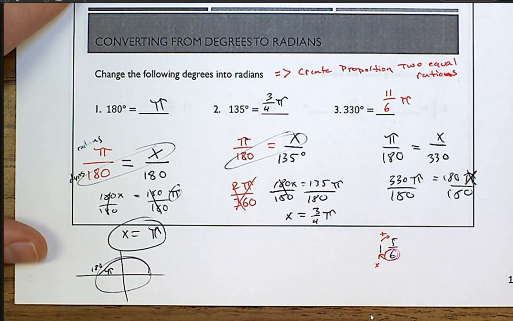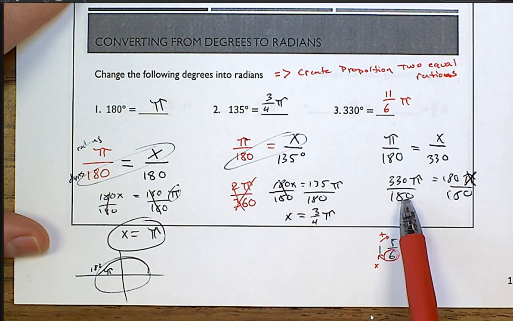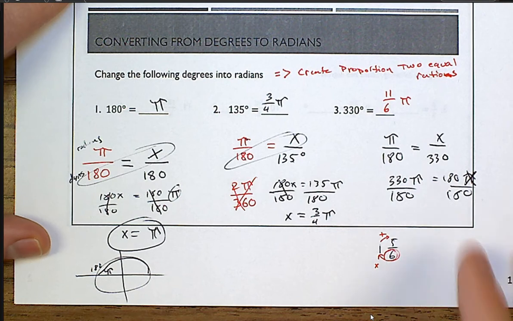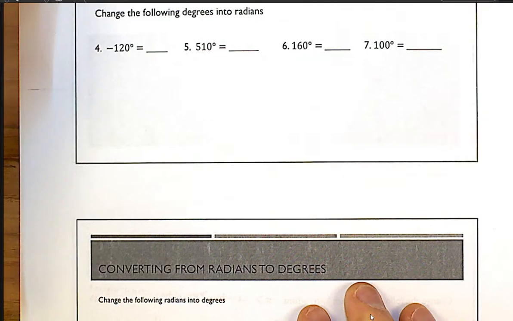If you look at 135 divided by 180, slap a pi onto it. 330 divided by 180, slap a pi onto it. That's the shortcut, but I stick with the proportion. Next page, moving along, okay? Doing the same exact thing.